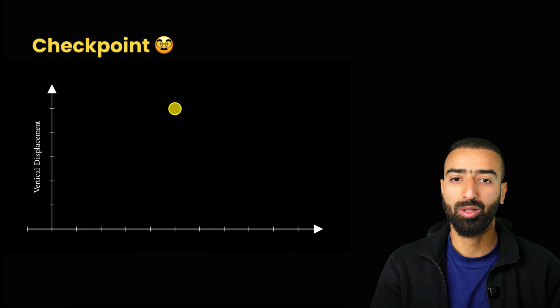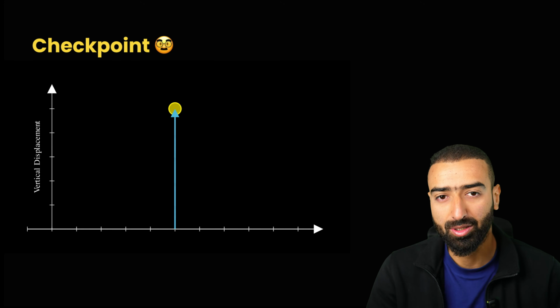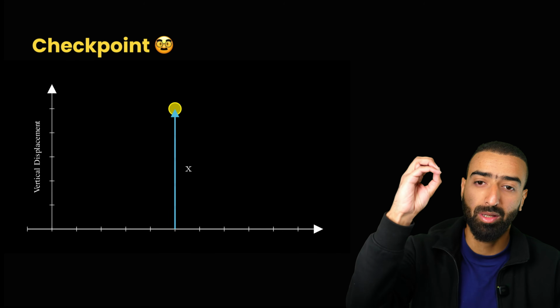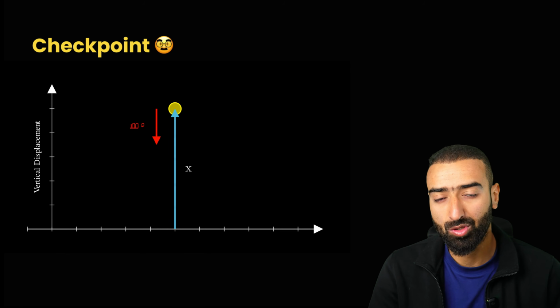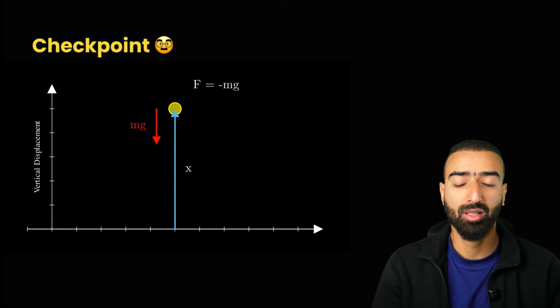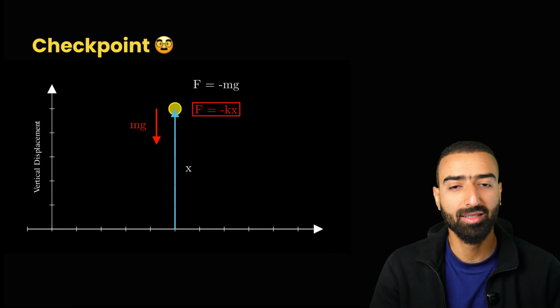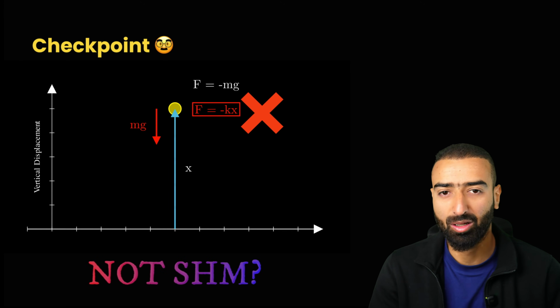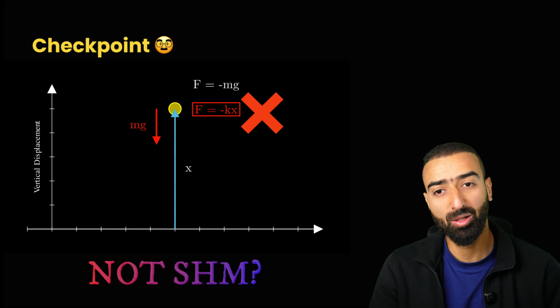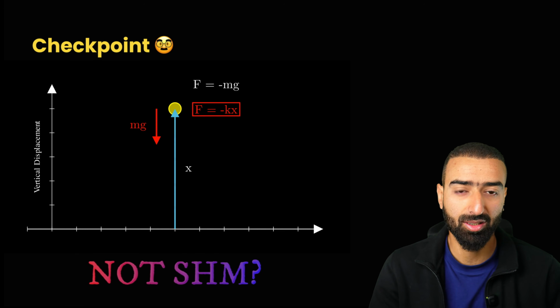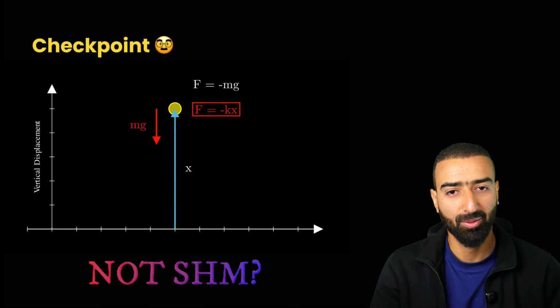To answer this question, we must know that the only force that acts on the ball when it's mid-air is minus mg. Since this force is not of the same form as minus kx, we can say that this is not simple harmonic motion. It is periodic and it is an oscillation, but it's not simple harmonic. Alright, we have cleared our checkpoint.